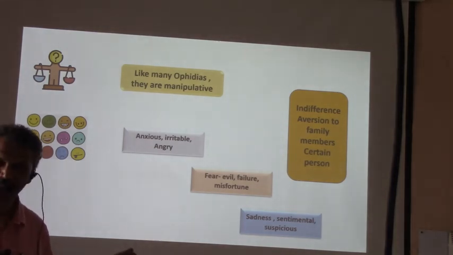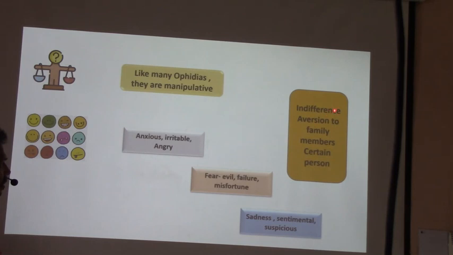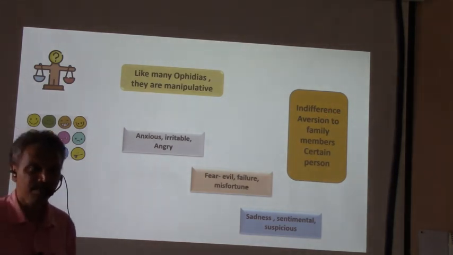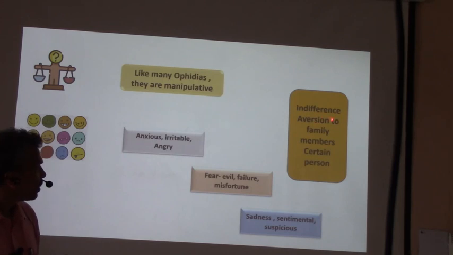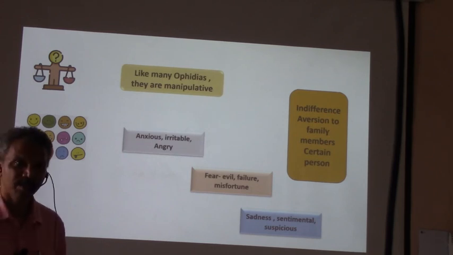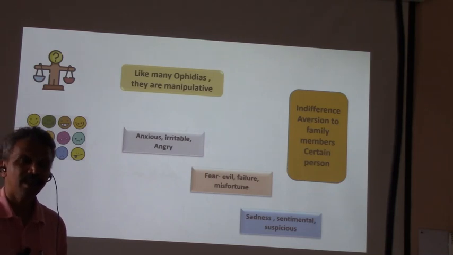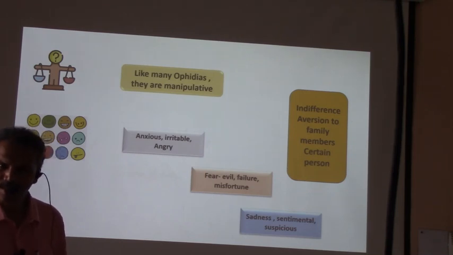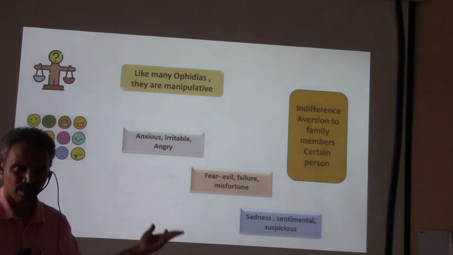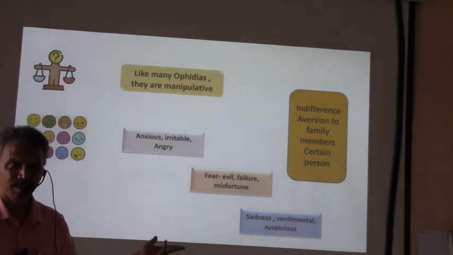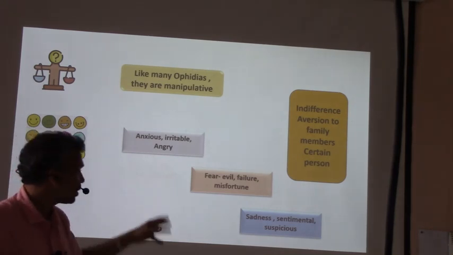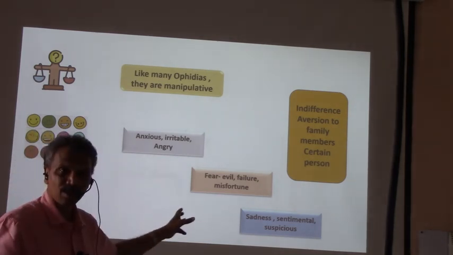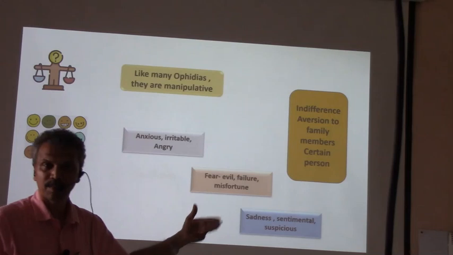In the syphilitic stage, what you see is there is a lot of indifference. They are not caring, they are not bothering. The indifference can also go to the extent of aversion to family members, or certain persons, they might have a strong aversion. So this is related to the mind symptoms of Crotalus.